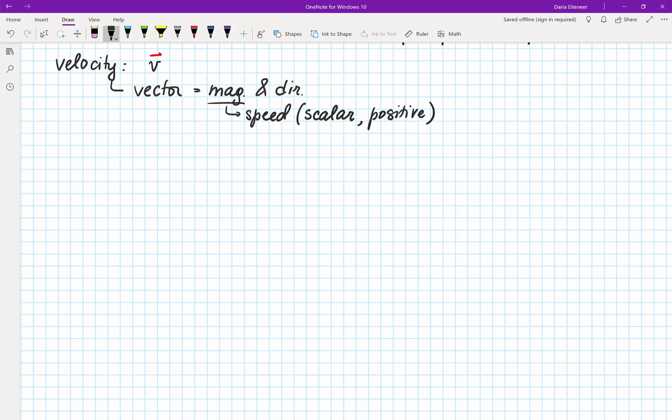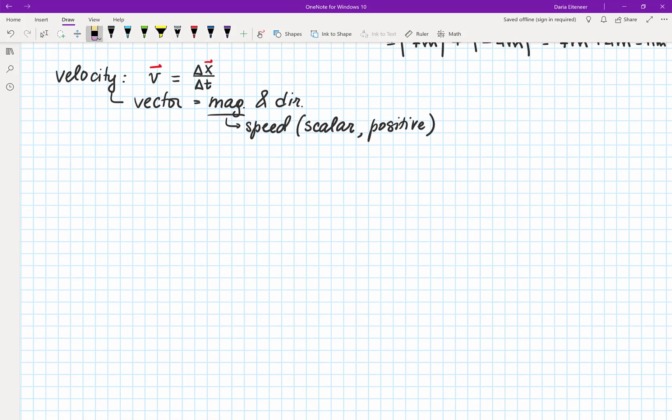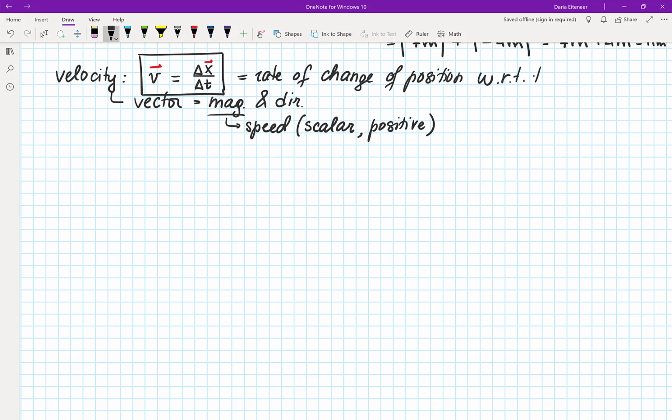Velocity is defined as rate of change of position. And since I'm being really careful here with my notation, I'm going to put vector notation on position, and I'm actually going to box it. This is both a definition and an equation that we can use. So rate of change of position with respect to time.